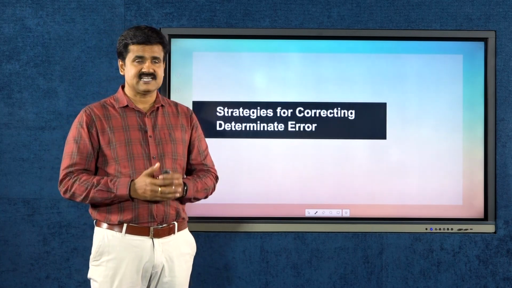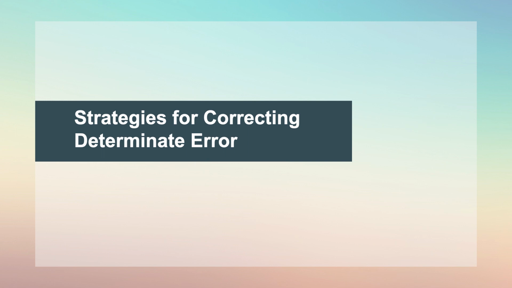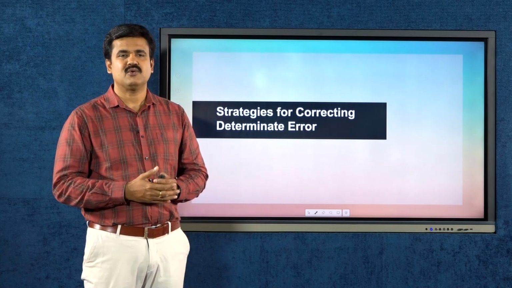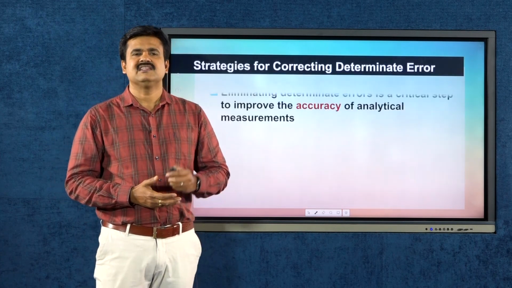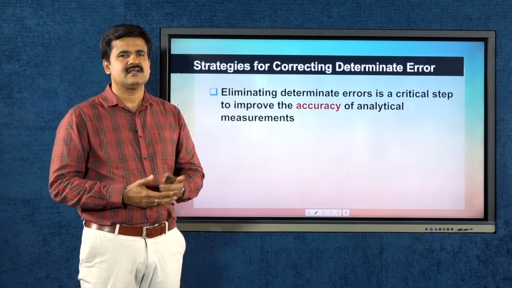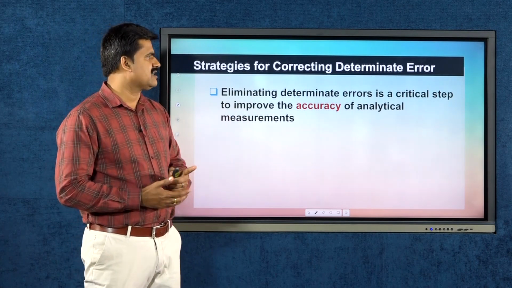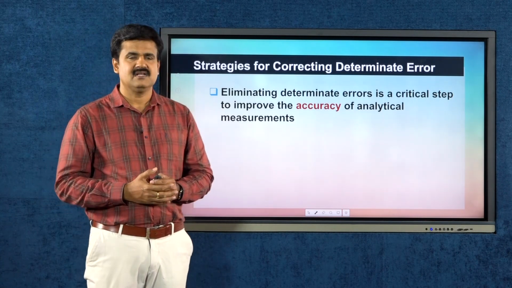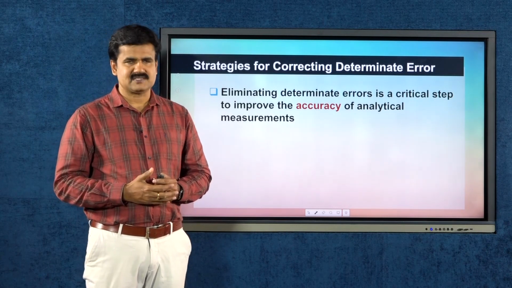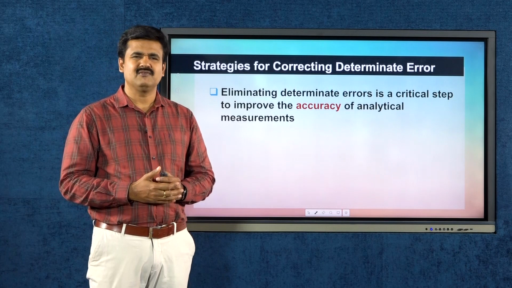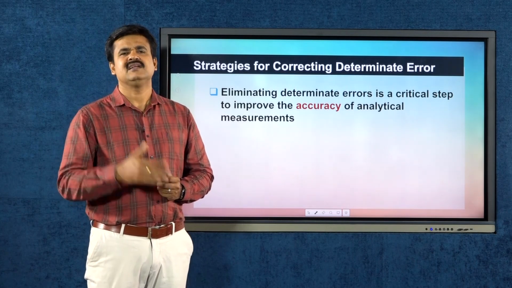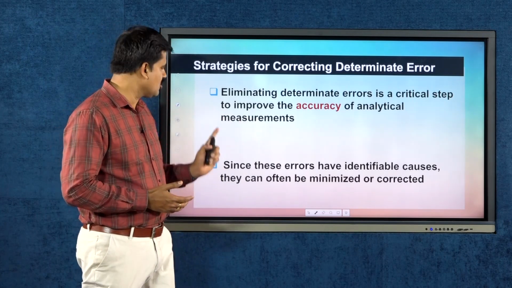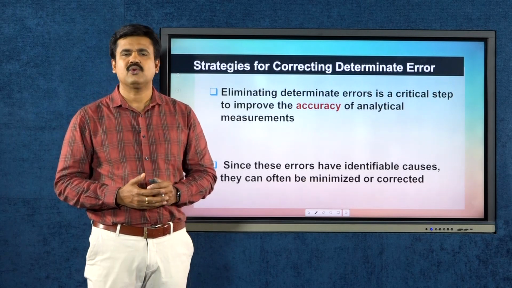Now, we are considering the strategies for correcting determinate errors, or we are discussing various methods for the correction of the determinate errors. Several methods are there. Eliminating determinate error is a critical step to improve accuracy of analytical measurements, because error is inversely related to accuracy. Therefore, it is essential to remove or minimize these determinate errors. Since these errors have identifiable causes, they can often be minimized or corrected.